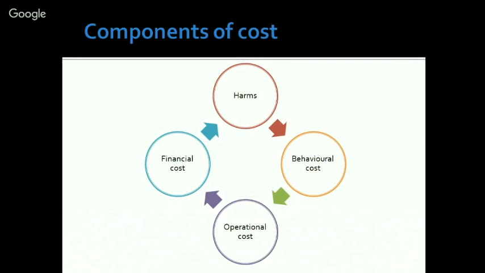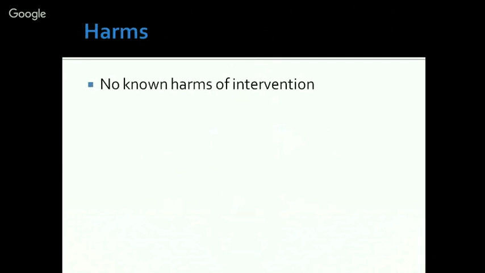The next is behavioral cost. What we mean by a behavioral cost is how hard it is for the patient to take the treatment. That is what we are thinking. All right. The next is the operational cost of application, and the last is the financial cost of application of CIMT. Harms: CIMT does not produce any harms. That's a good part about CIMT.